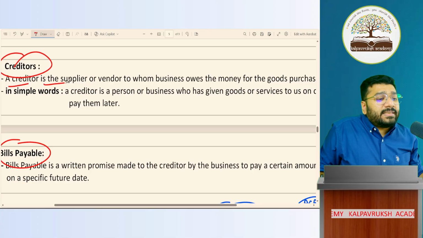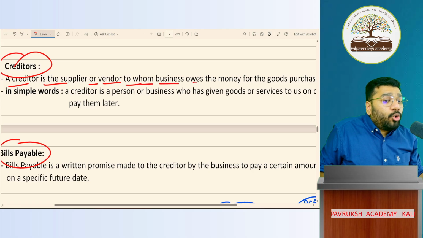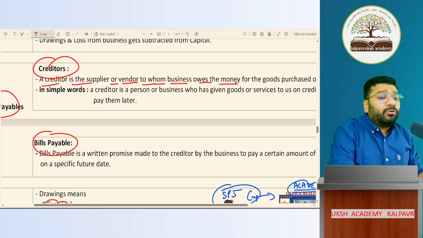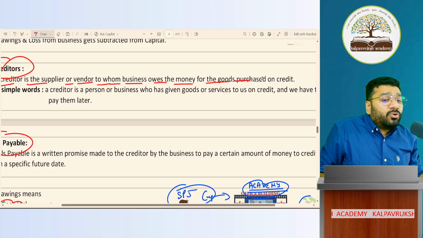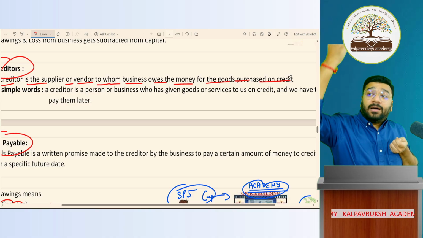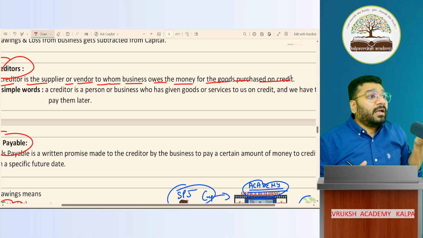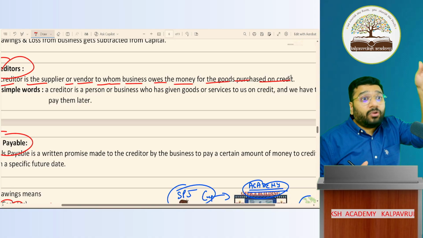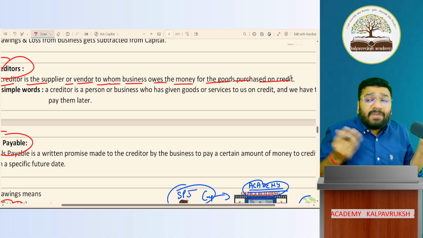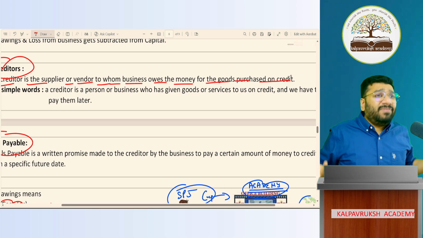A creditor is a supplier. Another name for supplier is vendor, to whom the business owes the money. Why are we owing the money to him? Because we purchase the goods on credit. We purchase the goods now, telling him that I'll pay you later. So later means when? And what if I forget? In order not to forget, we make a note of it. So why do we forget? Because we are Ghajini. We forget.